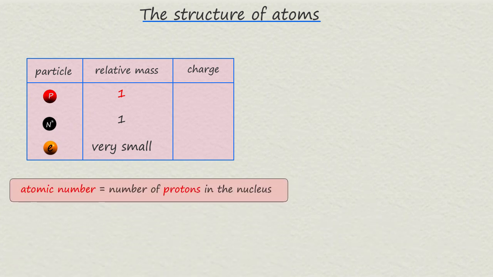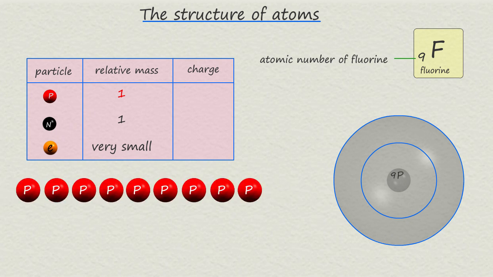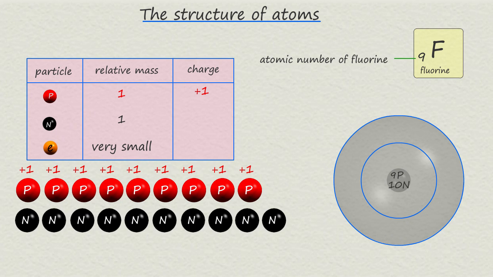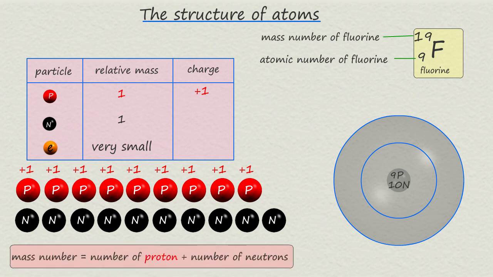The atomic number of an element is the number of protons in the nucleus. So for example, the element fluorine has an atomic number of 9, so it has 9 protons in its nucleus, with each proton having a positive charge. Now, fluorine atoms also have 10 neutrons in their nucleus, and since all of the mass of an atom is due to the number of protons and number of neutrons in the nucleus, the mass of a fluorine atom will be 19. The mass number of an atom is simply the number of protons plus the number of neutrons present.